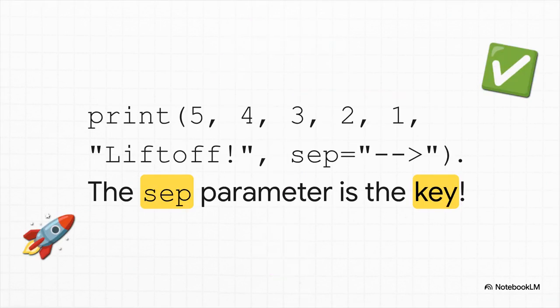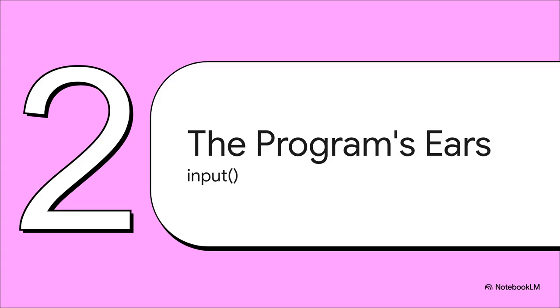And there you have it. The secret sauce is the sep parameter. You just set the separator to that little arrow string, and print does all the heavy lifting for you, sticking it between every single item. So elegant, right? A powerful one-liner. Okay, so we've nailed down the program's voice, but a conversation is a two-way street. So let's flip to the other side, the program's ears.